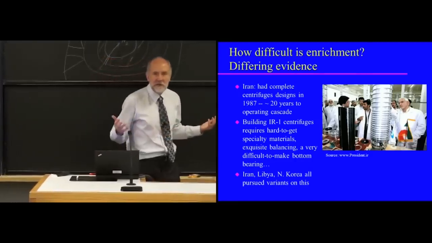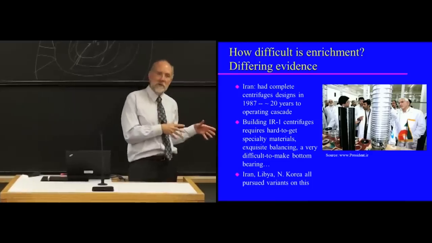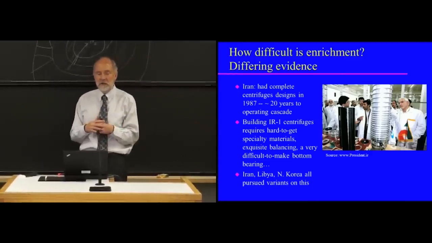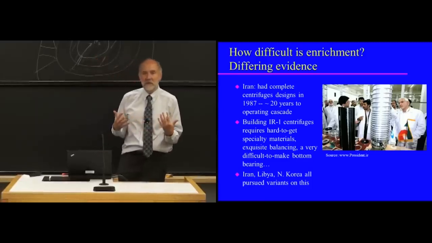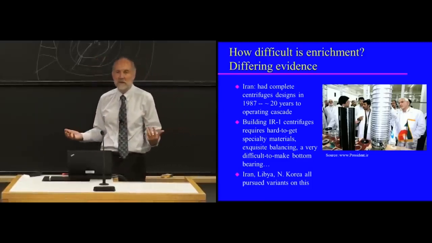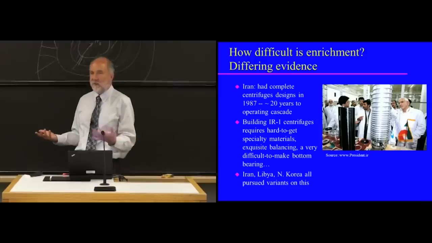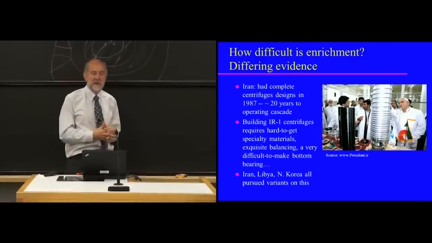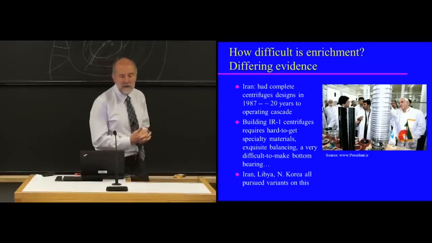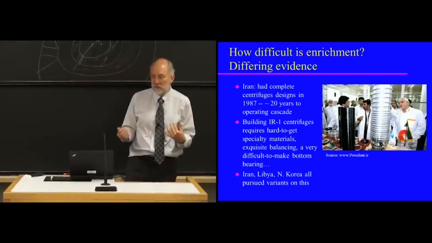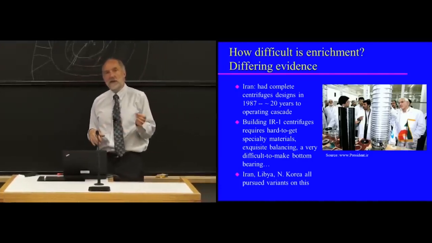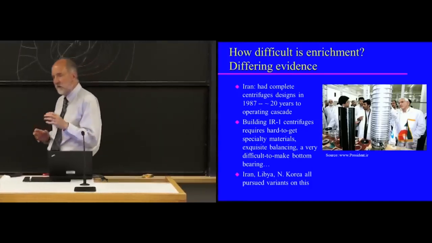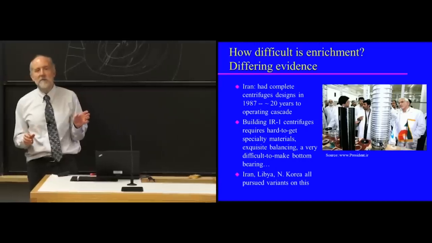So Iran, for example, which has, other than Israel, the most advanced indigenous science and technology base in the Middle East, probably, had complete centrifuge designs way back in 1987. And it took them something like 20 years to get a functioning cascade actually enriching uranium, despite that. So building those kinds of centrifuges requires hard-to-get specialty materials. Remember I said you needed these very strong and yet lightweight materials.